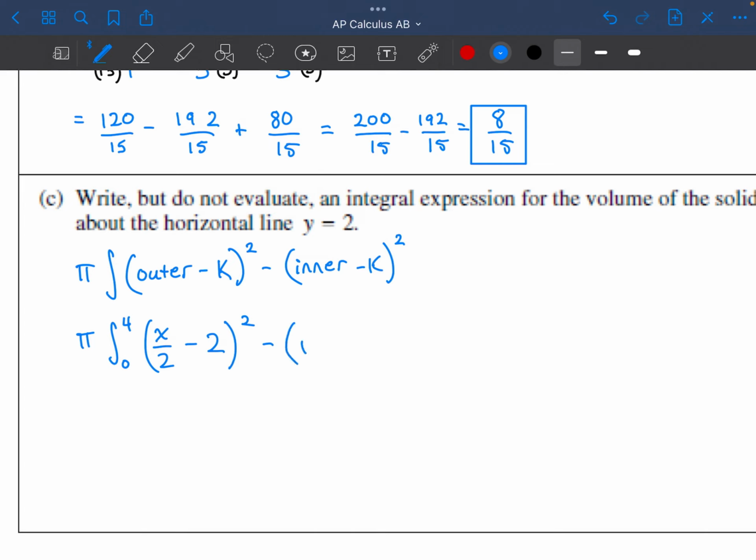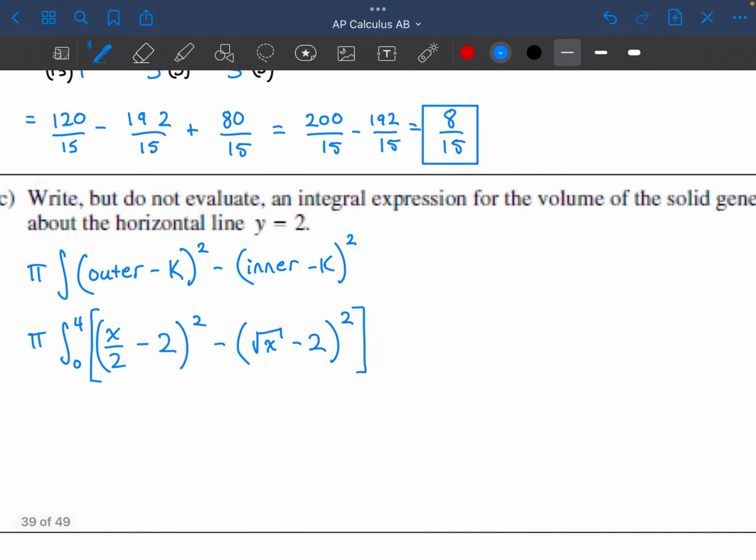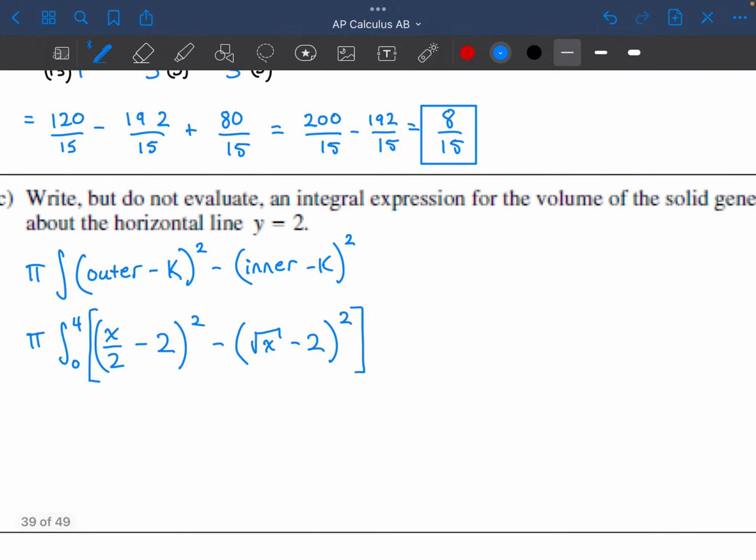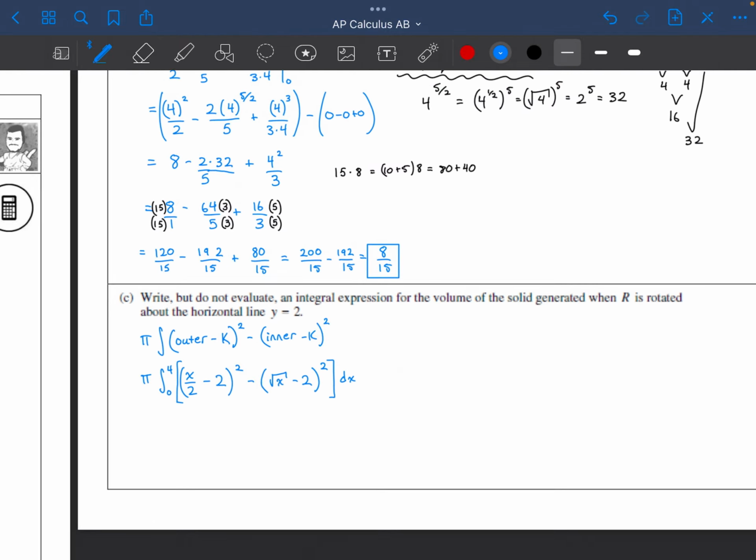And then the inner is going to be that square root of x function. Minus 2 again, that's our constant function, quantity squared. Now this whole thing needs to be multiplied by dx. So I'm going to put another set of parentheses. I'll do a square bracket to differentiate between the round parentheses versus the horizontal and vertical lines of the bracket. Makes it a little bit clearer. Dx. And that's it. That's all we needed to do.